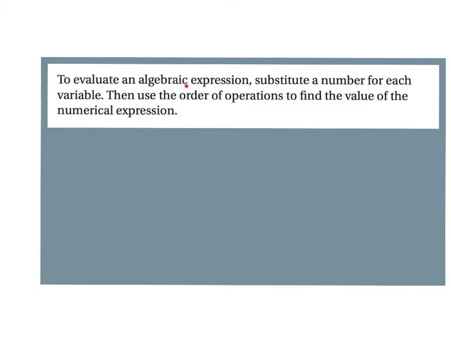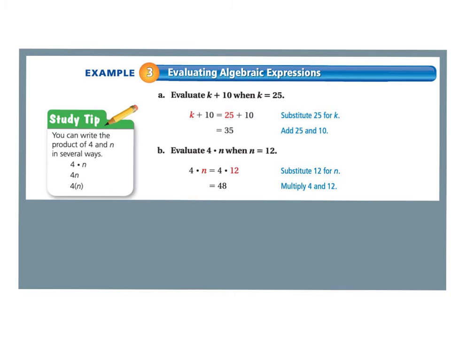To evaluate an algebraic expression, you're going to substitute a number for each variable and then use the order of operations to find the value of the numerical expression. So here's an example. Evaluate k plus 10 when k equals 25. So what you do is you substitute 25 for k. So you have k plus 10, but you're going to substitute it so then it's 25 plus 10, and then you would solve. 25 plus 10 is 35.